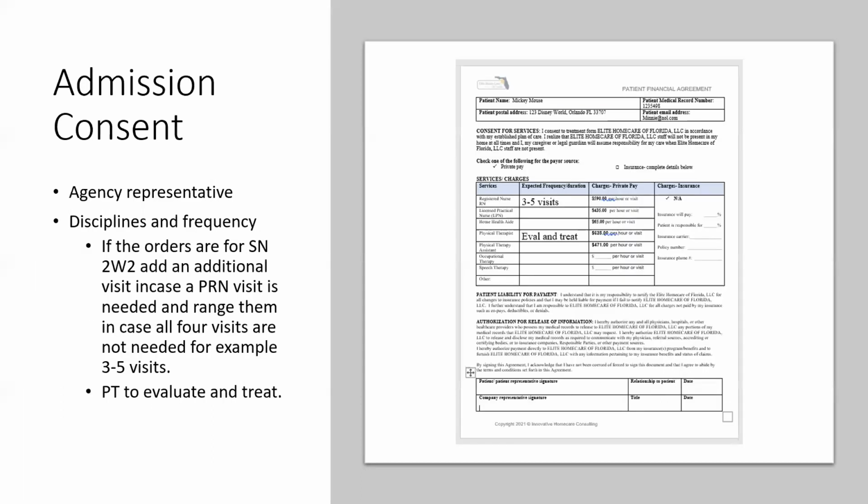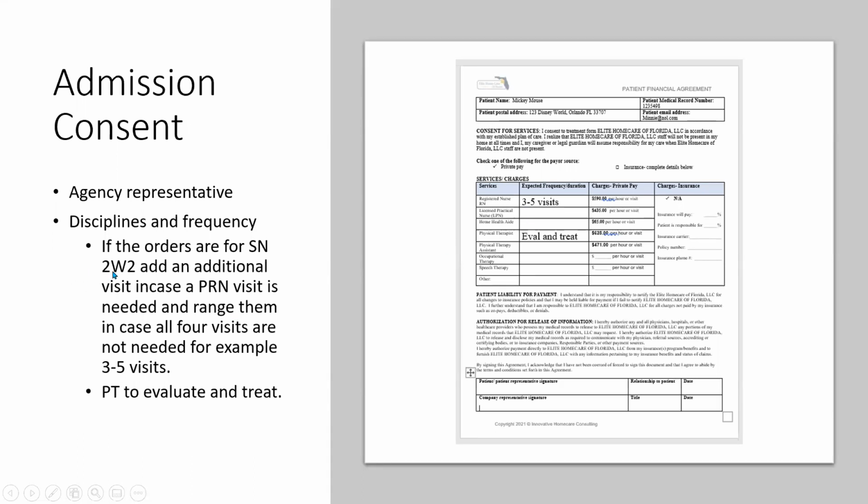The admission consent. Here's where we find the frequency, duration, and the amount of dollars the patient has to pay for services on this form. It's a very important form. So here we have an example of a patient that may have orders for 2 weeks 2. We want to add an additional PRN visit for that, and maybe we only see them 3. So it's really great to range the visits just a little bit. We can't have them too wide, but 3 to 5 visits is very appropriate for this type of patient where we expect to see them 2 weeks 2.